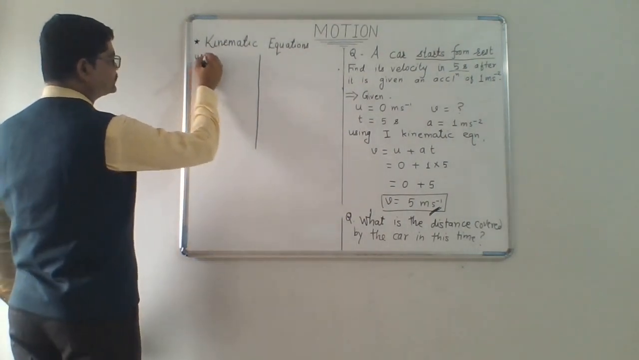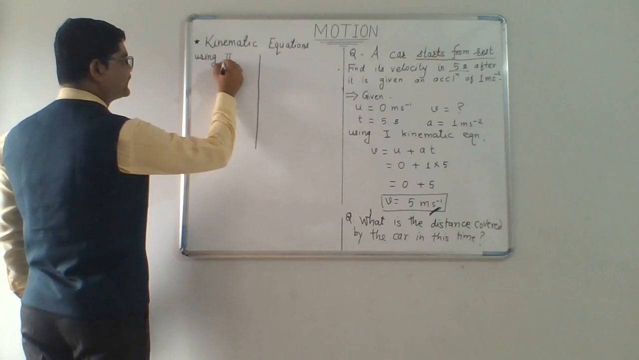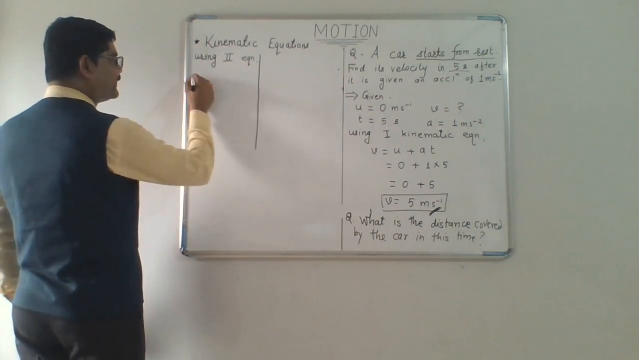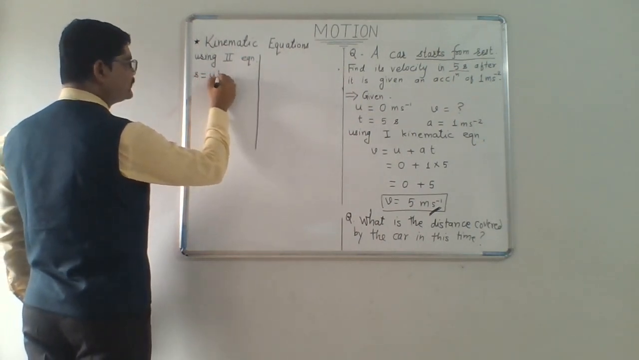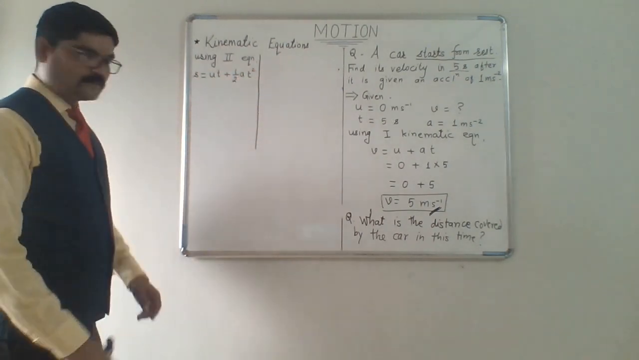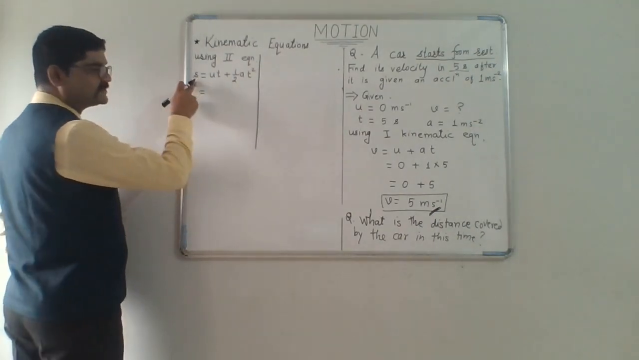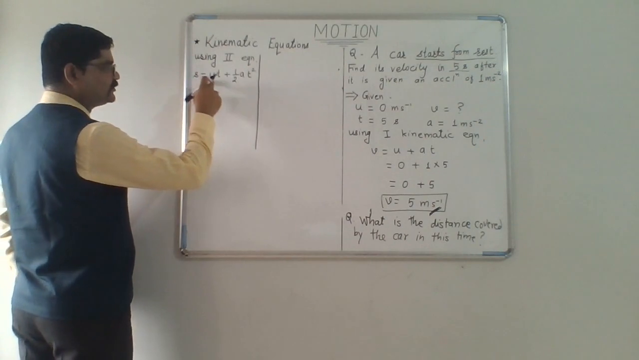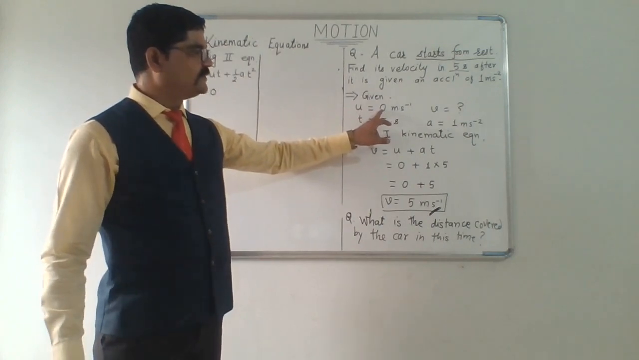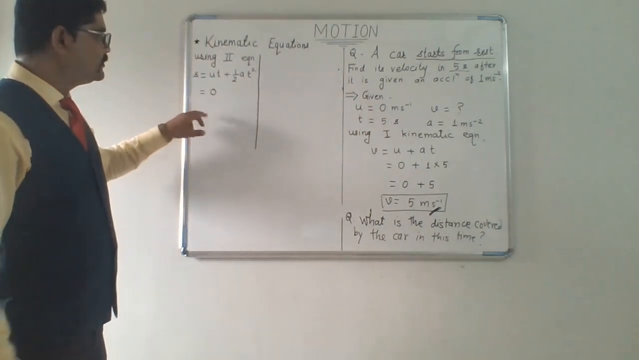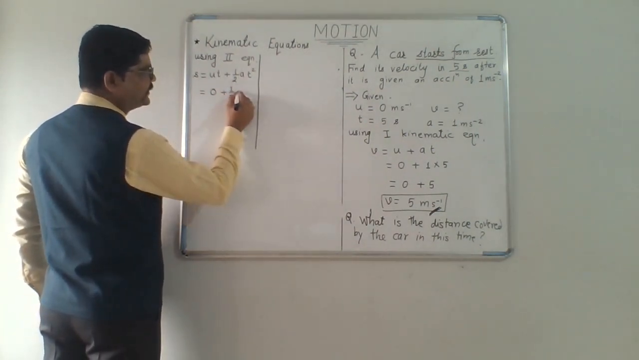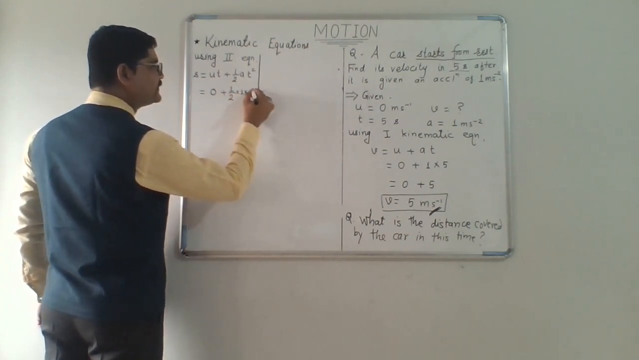using the second kinematic equation, S equals ut plus half A into T square. S is the distance covered or displacement occurred. So S equals U into T. This will become 0 since U is 0. U is 0, 0 multiplied by 5, we are going to get 0, plus half A into T square. A is given to us, it is 1, and T is given, 5 square.